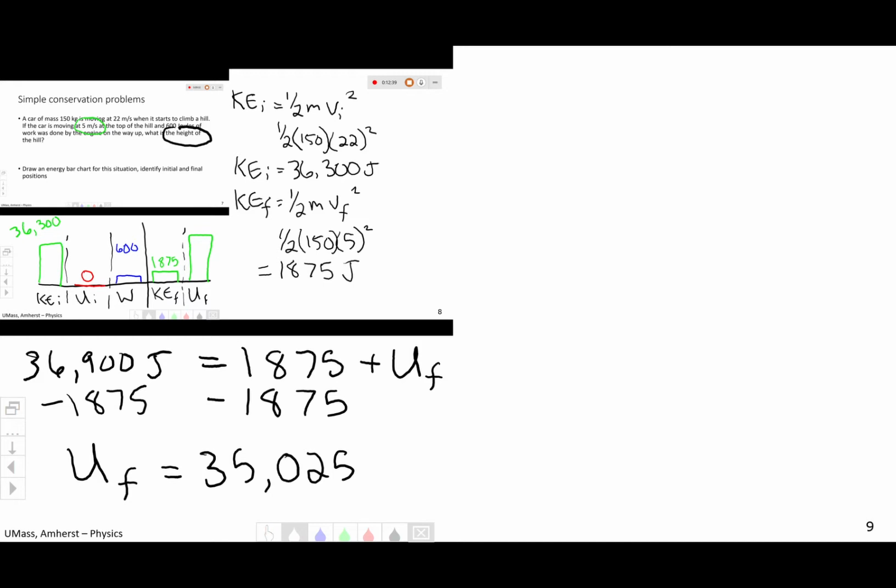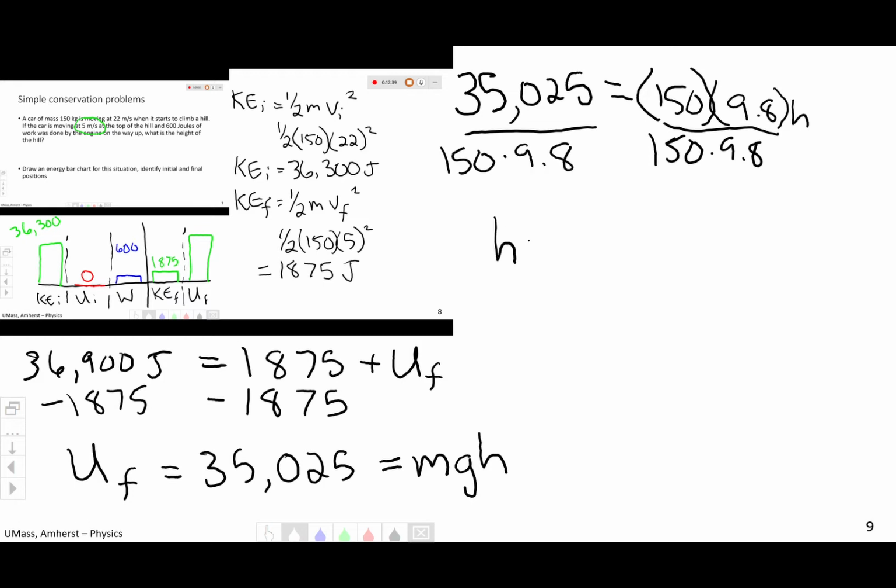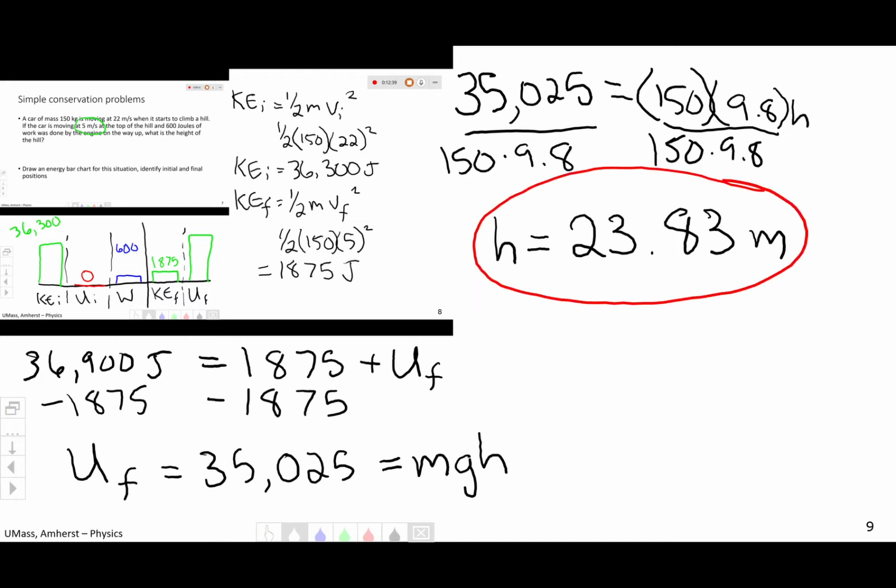Now, what were we asked to find? We're asked to find the height of the hill. That means we need to use mgh. So 35,025 equals mass 150 times g 9.8 times height. So if we divide by 150 times 9.8, we end up with a height of 23.8, call it 24 meters. Alrighty.